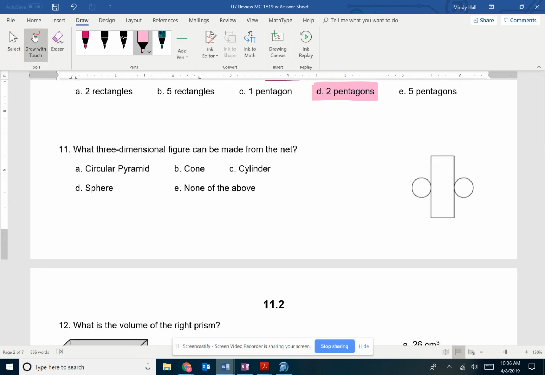Looking at this net, I know that if I were to roll this up, this rectangle would actually just become like a circle. And if you don't believe me, go ahead and roll up your paper and you'll see it makes a circle. And so because I have two circles, then I know that with these, it is going to be a cylinder because I have two circular bases.